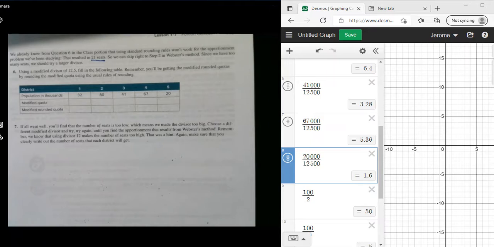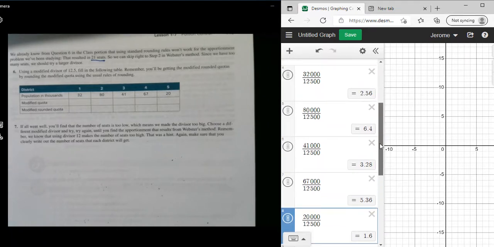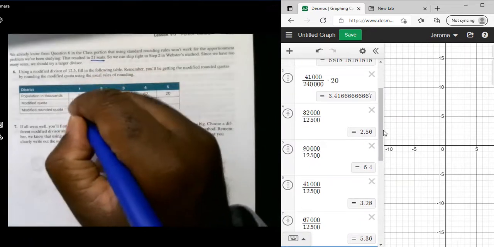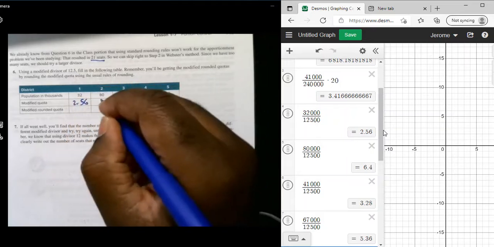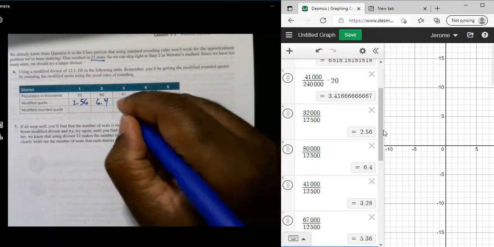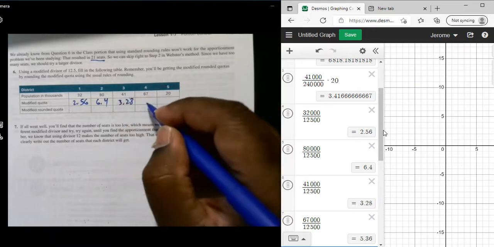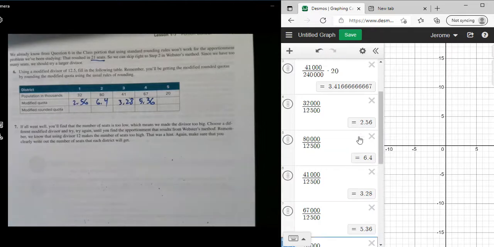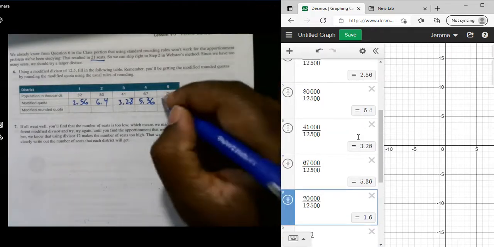Okay, so now we put in 12,500 for each one of these. So now we have our modified quota. This would be 2.56. This would be 6.4. This would be 3.28. This would be 5.36. And then finally, this would be 1.6.